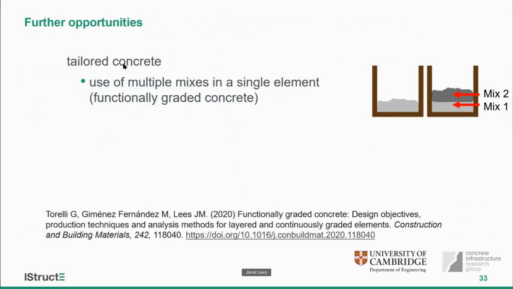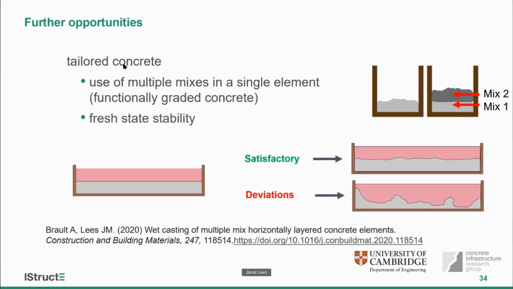And one of the things we can do, my group has been working extensively in looking at functionally graded concrete, is the idea of using multiple concrete mixes within a single element. And this allows us to tailor the concrete to the performance requirements. However, if we're going to layer one layer of concrete on top of the other, even if we keep the formwork, we do have to think about the fresh state stability and the compatibility of two mixes. So that's put a bit more constraint on the materials we can use, but actually the design space still remains very large. And then we can look at how that's connected to acceptable deviations in terms of the profiles between the two layers of concrete.